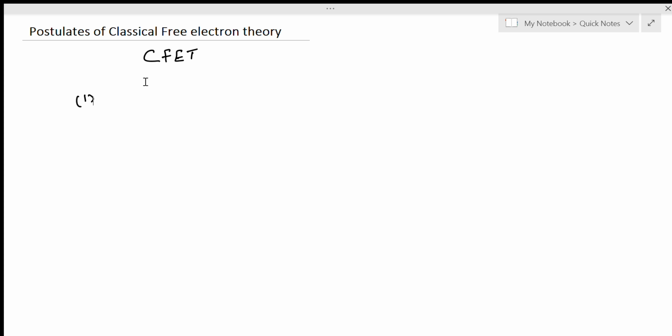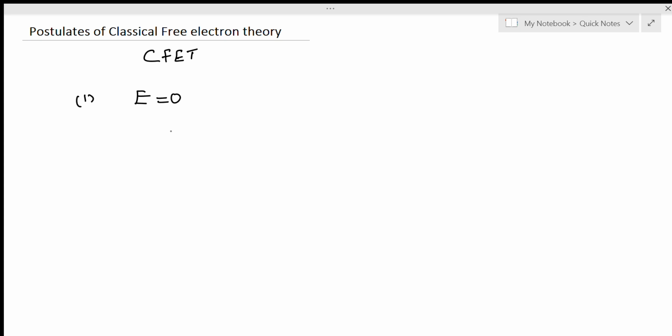Hi everyone. Today's topic is Postulates of Classical Free Electron Theory. Classical free electron theory was proposed by the scientists Drude and Lorentz in the year 1900. The first postulate is explaining about the behavior of electrons in a metal when the electrical field is not applied.